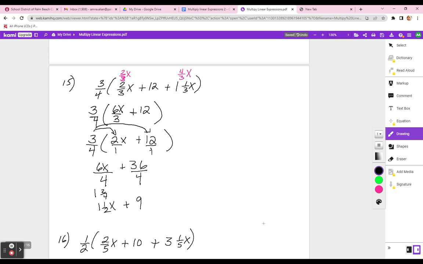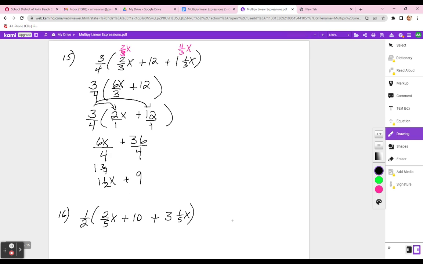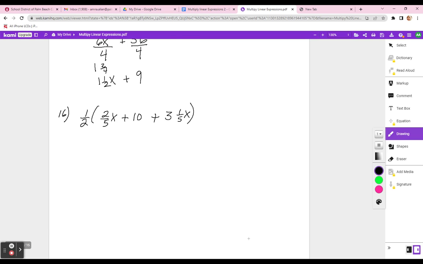All right, let's continue on to the last one. Look for like terms that you can combine. We can combine this term and this term. Let's turn this into a fraction first. 5 times 3 is 15 plus 1. That's 16/5 x. Again, they have the same denominators, so it'll be easy to add these. All right, so we're going to keep the same denominator, 5. 2x plus 16x is 18x plus 10.